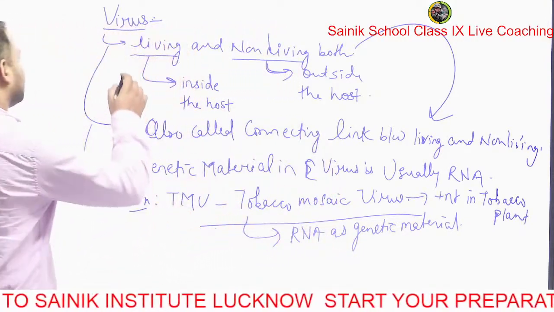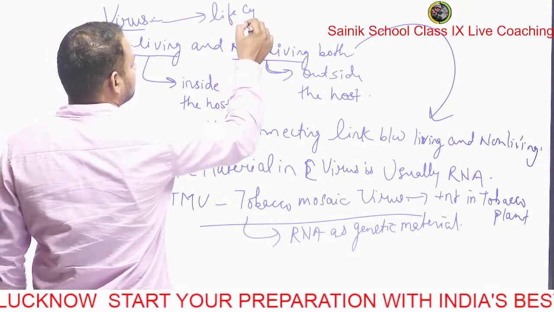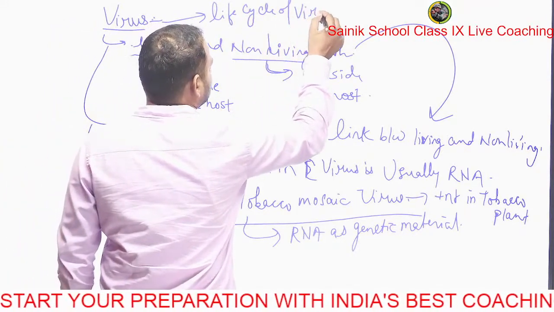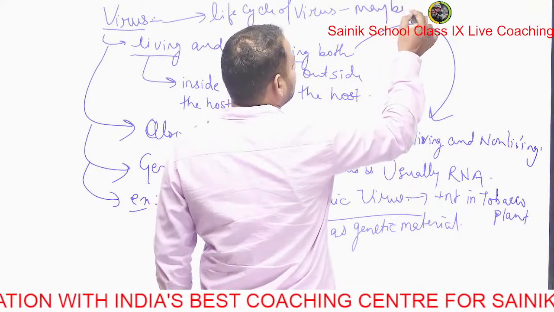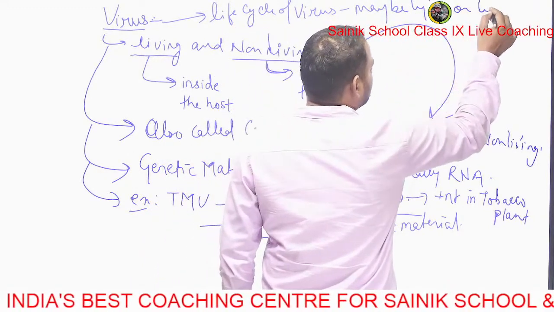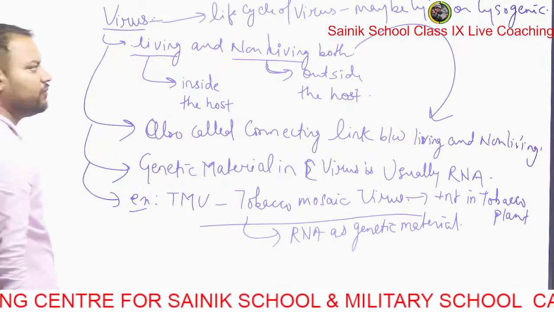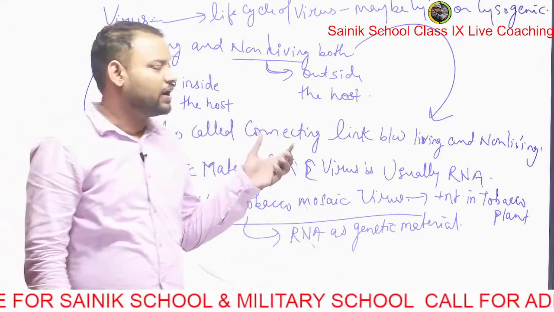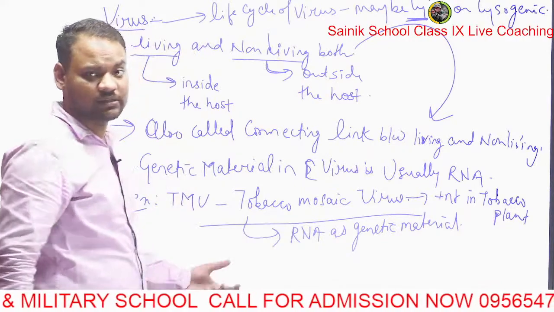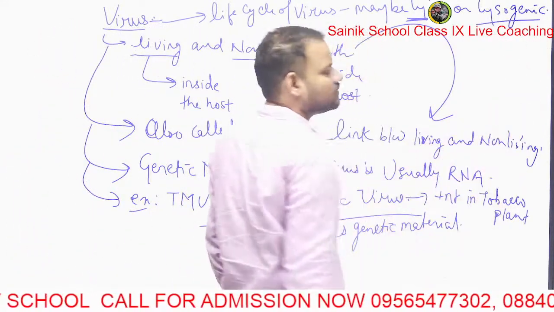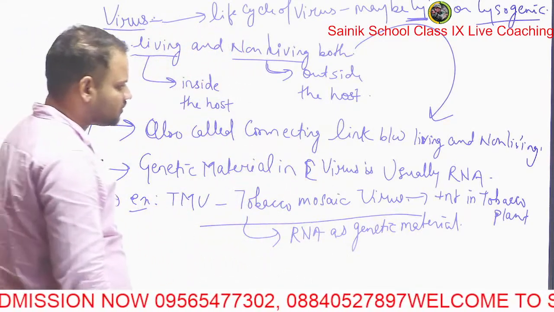All right. Life cycle. If we talk about the life cycle of virus, it may be lytic or lysogenic. Now, what is meant by lytic and lysogenic? In the lytic type of life cycle, the virus kills the host, the body in which the virus is developing. In the lysogenic type of life cycle, the virus does not kill the host. They multiply inside the host. All right, so this is all about the virus.